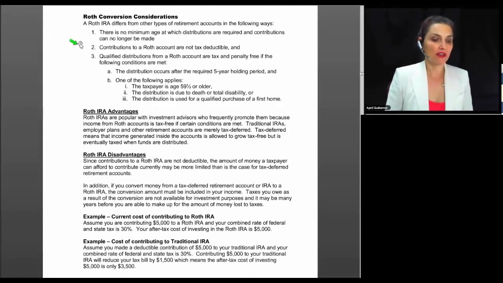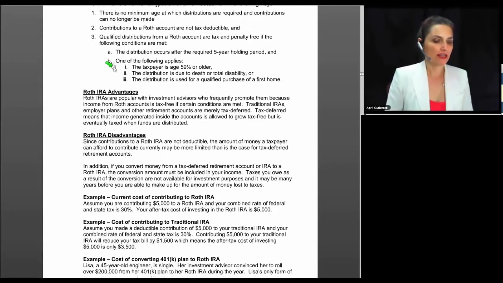Contributions to a Roth account are not tax deductible, and qualified distributions from a Roth account are tax and penalty-free if the following conditions are met. A, the distribution occurs after the required 5-year holding period, and one of the following applies: the taxpayer is age 59.5 or older, the distribution is due to death or total disability, or the distribution is used for a qualified purchase of a first home.